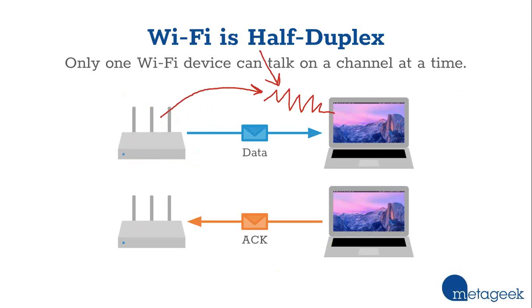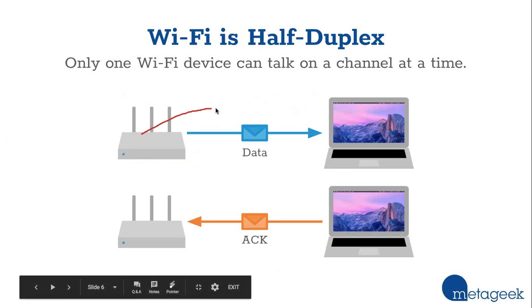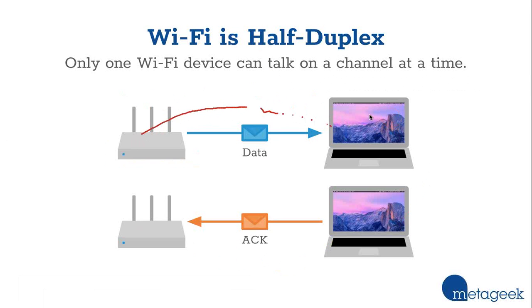Or maybe the laptop is just a little bit too far away from the access point. Maybe by the time the signal gets there, it's just really weak, and so the laptop just can't understand what the access point's trying to say. The data is too garbled. When that happens, the laptop will not send an acknowledgement. It won't be able to understand that data, so it will not send an acknowledgement.